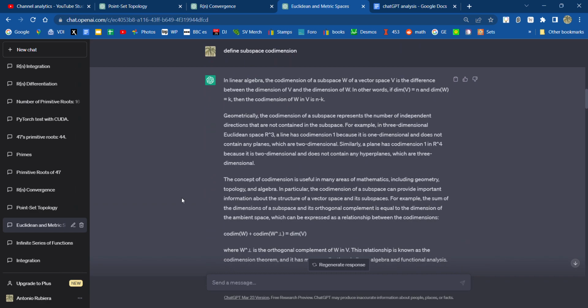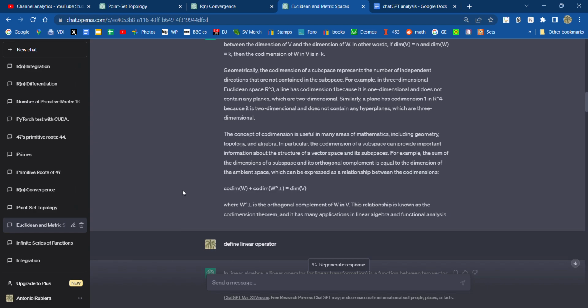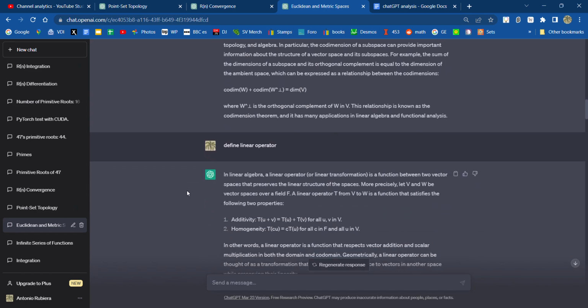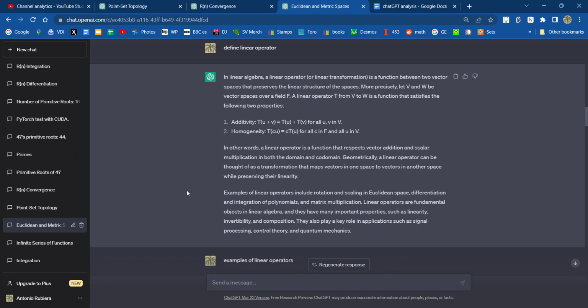Define subspace codimension. The difference between the dimension of the vector space V and the dimension of the subspace W. I'll have to come back to this when I do linear algebra in more detail. Yeah, this is deep geometry topology used in linear algebra. To be revisited.